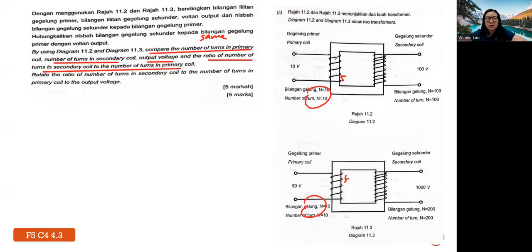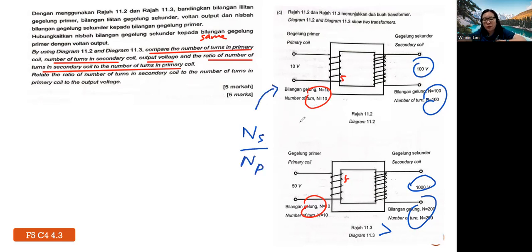Then next, the secondary coil. It has changed already; 11.3 has more. Then the output voltage, also 11.3 is greater. Then the ratio of number of turns, so this one is NS over NP.